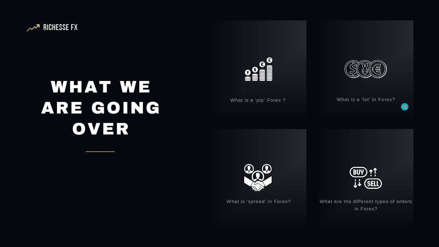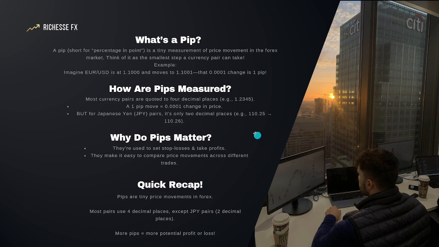Okay, and again, these are very needed to understand. A lot of people don't actually understand what a pip is, but are still using pips to actually trade, you know what I'm saying? So make sure we have this understanding before we continue on. So what is a pip? A pip is a tiny measurement of price movement in the Forex market. Think of it as the smallest step a currency pair can take. For example, imagine Euro USD is at 1.1 and moves to 1.1001.